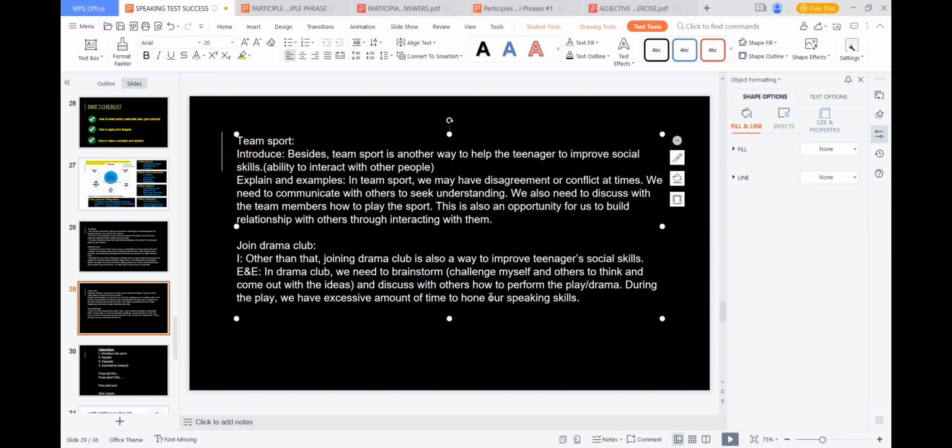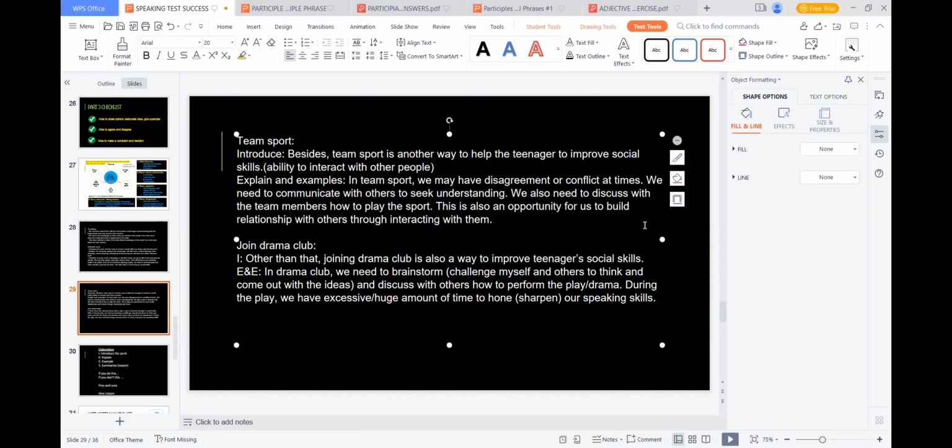Hone 就是 sharpen, means sharpen our speaking skill. 因为你在 drama 里面你要演话剧嘛，你要讲. Okay, you have to do a lot of talking, right? We have excessive, 就是 a lot. Excessive means huge amount of time to hone our speaking skill. Okay, that's it. All right.